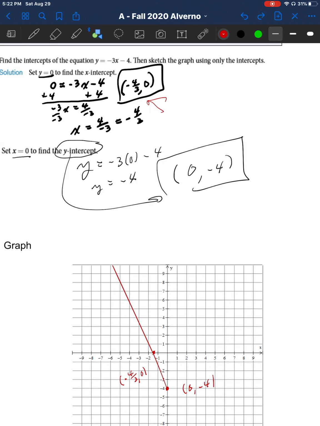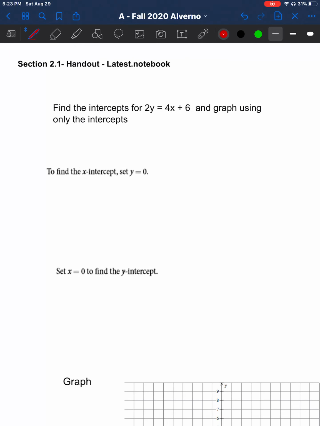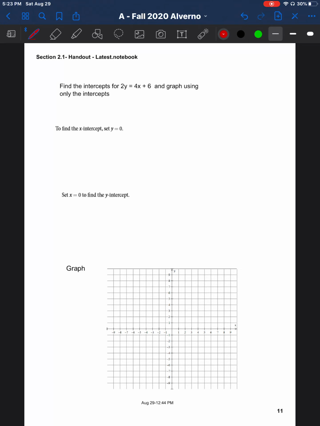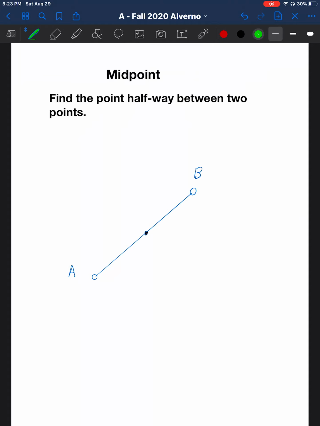Okay, so we have y is equal to negative 3x minus 4. That's the equation of our line. Here's another example that you can go ahead and work on. Again, for the x-intercept, you put in 0 for y and then solve for x. For the y-intercept, you take x equals 0, put it in there, and solve for y. Plot the points, draw a line between them.